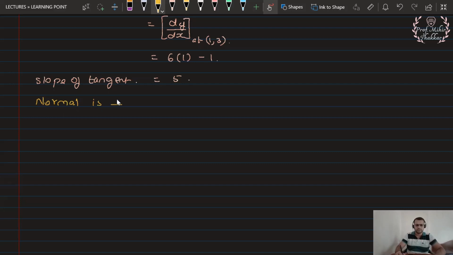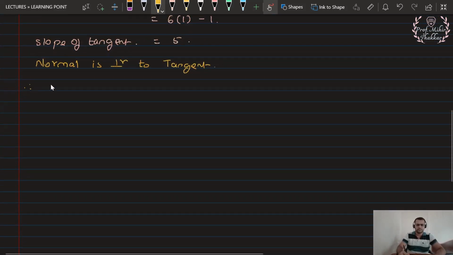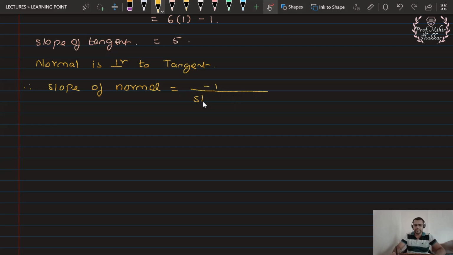Now a very important point, normal is always perpendicular to tangent. Therefore slope of normal is equal to minus 1 divided by the slope of tangent, which is minus 1 by 5.